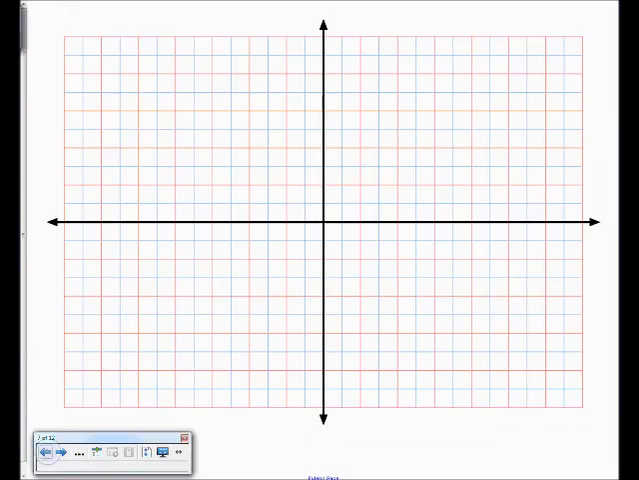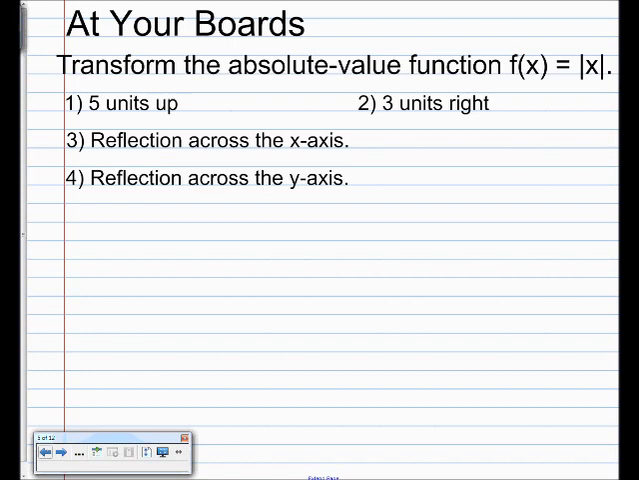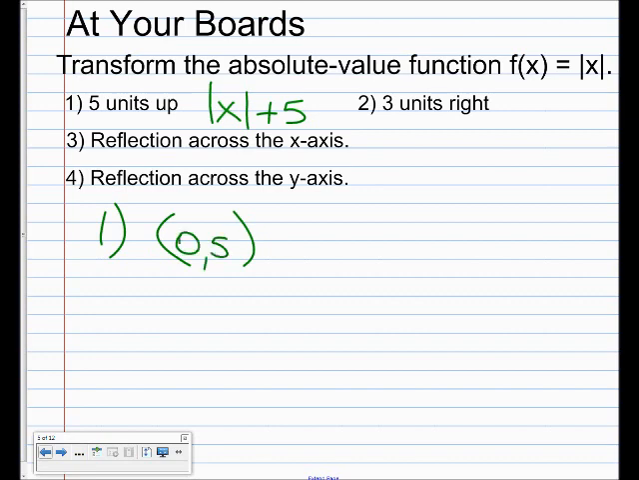So to do that, I'm going to go back to the at your boards you just did. You don't need to write this down. What was the answer for number 1? The absolute value of X plus 5. So what would be the vertex for number 1? Very good. 0, 5. There's nothing going on in the horizontal shift, right? There's nothing with the X there. So that's why it's 0. And we moved it 5 up.